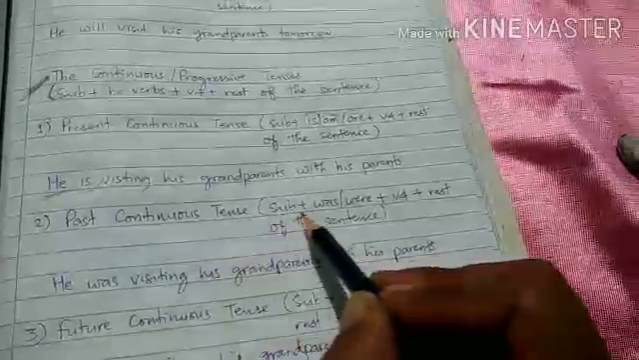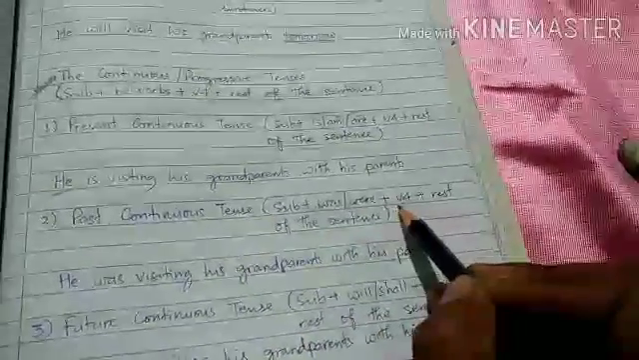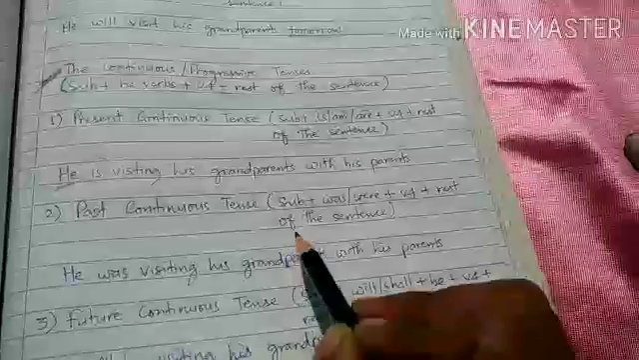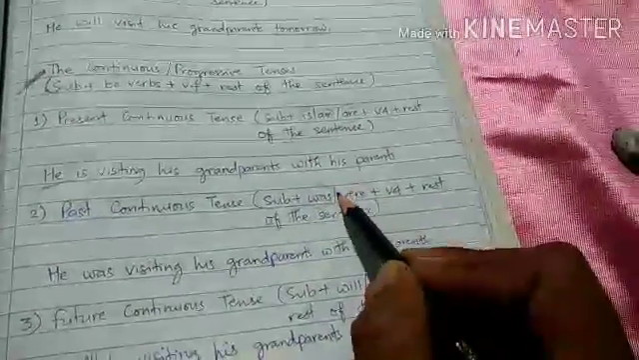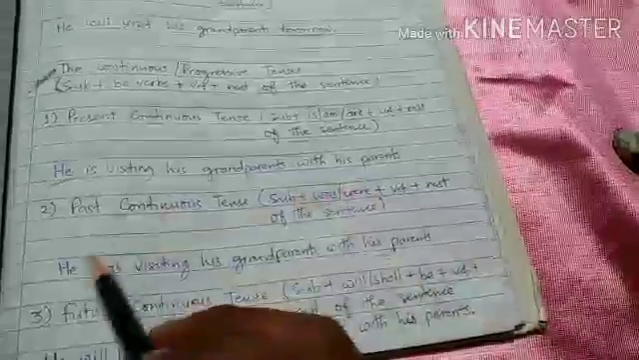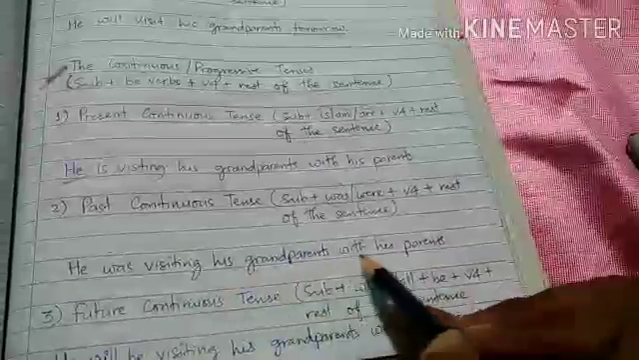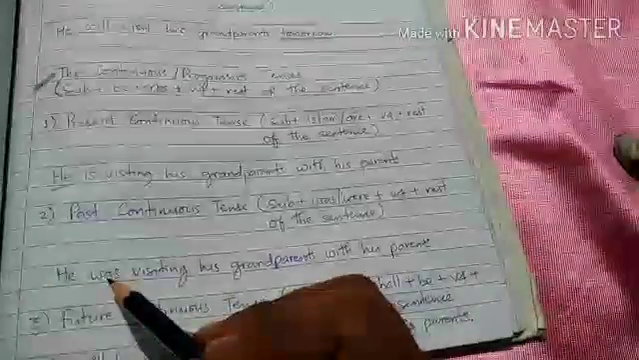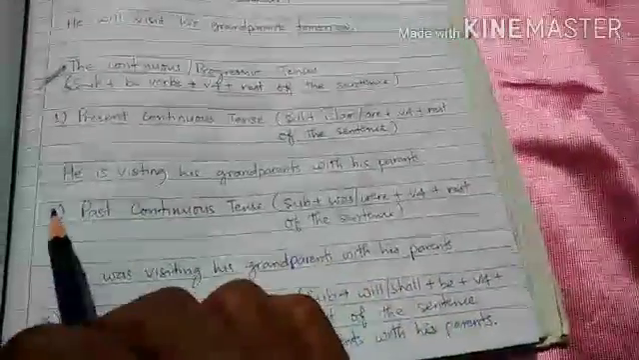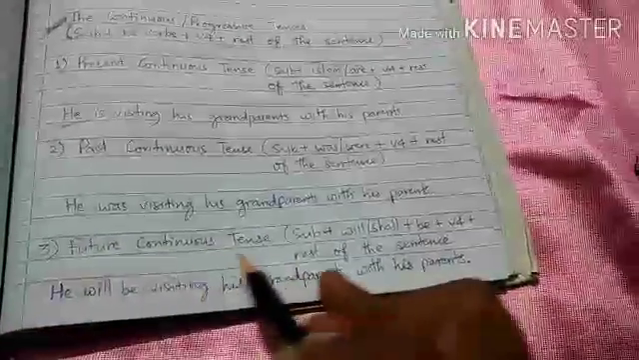Past continuous tense: subject plus was or were plus V1-ing plus rest of the sentence. Was if the subject is singular, were if the subject is plural. Okay, now, he was visiting his grandparents with his parents. Same sentence I am changing here into past continuous tense. Understood?